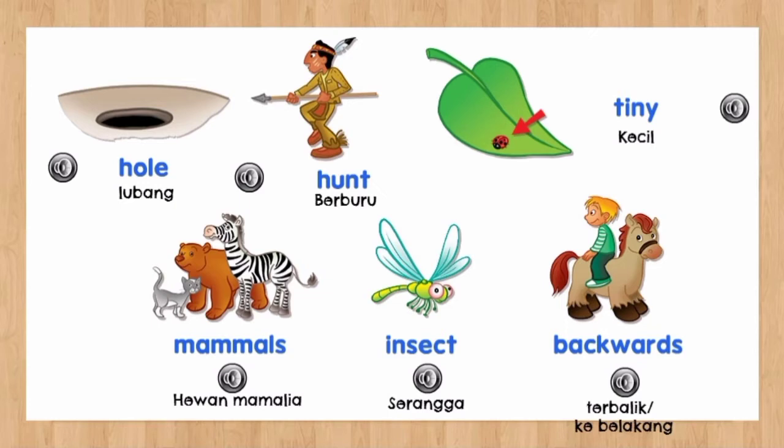And for the vocabulary, please listen and repeat after the speaker. Let's start. Hole, hunt, tiny, mammals, insect, backwards.